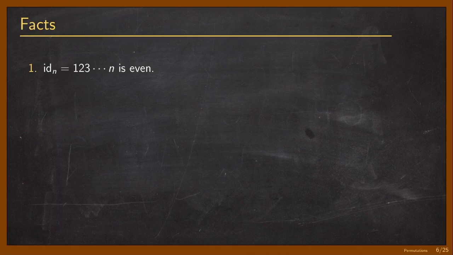For example, the permutation 1, 2, 3, 4, and so on up to n is called the identity permutation because it sends 1 to 1, 2 to 2, 3 to 3, 4 to 4, and so on, n to n. This is always even as it performs no inversion at all. It performs zero inversions, and we know that zero is even.